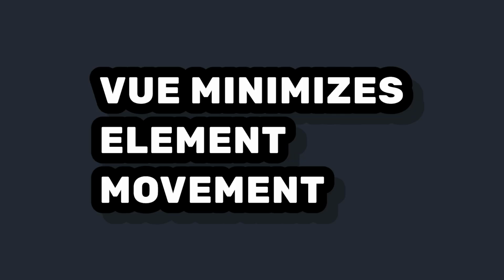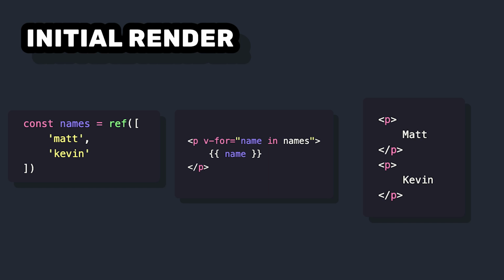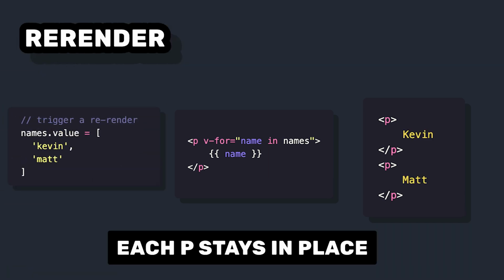By default, Vue minimizes element movement when updating the actual DOM. Instead, it will perform what's called an in-place patch, where it'll make edits to the elements in their current place to reflect the new state of our data.